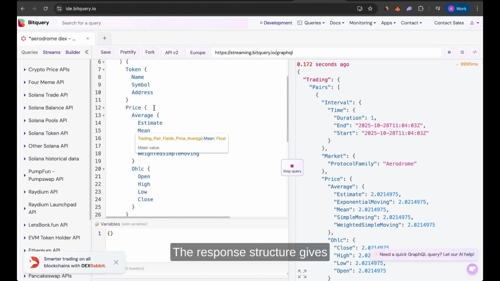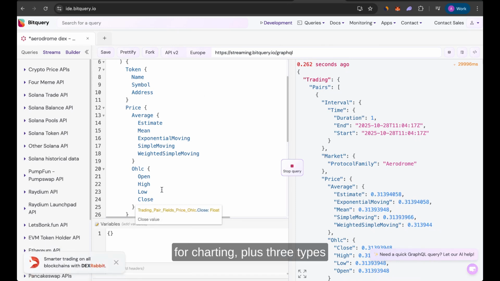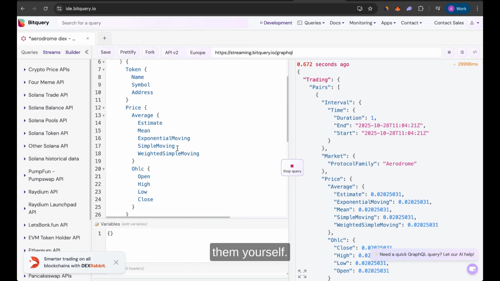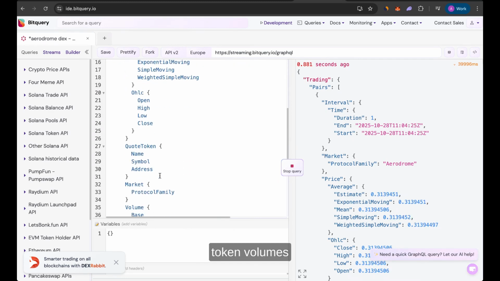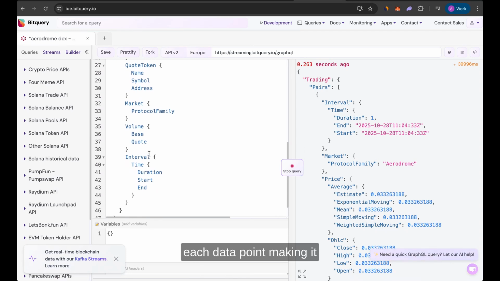The response structure gives you 3 main sections. Full details about both tokens in the pair, so you know exactly what's being traded. This is the good stuff. You get OHLC candles perfect for charting, plus 3 types of moving averages already calculated for you. No need to compute them yourself. Bitquery does it automatically. Both base and quote token volumes, so you can track trading activity and liquidity. Start and end times for each data point, making it easy to sync with your charts or databases.